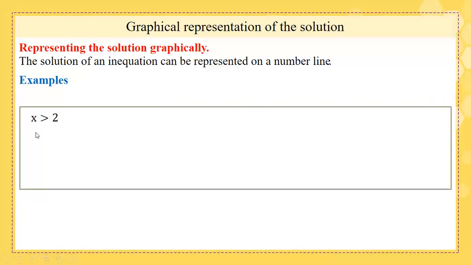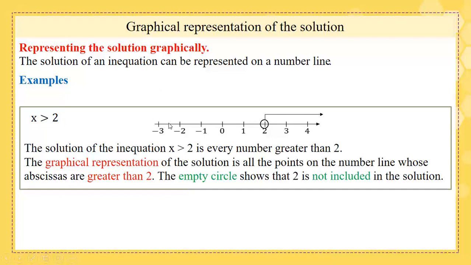Examples: if x is greater than 2, the set of solutions such that x is greater than 2 are all the numbers greater than 2 where 2 is not included in the solution. So we also draw a number line. We locate the point 2 on the number line. The solution of the inequation is to the right of 2. So we draw the arrow to the right. Since 2 is not included in this solution, we draw an empty circle around the number 2.